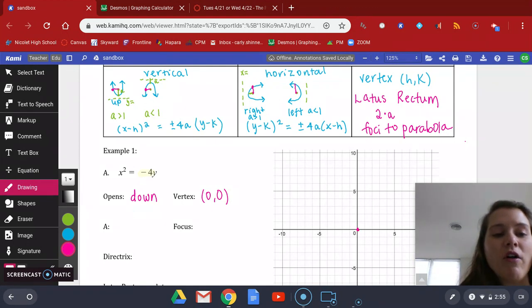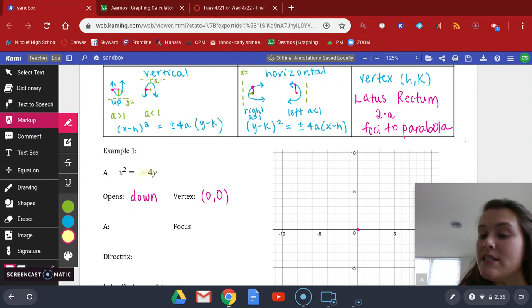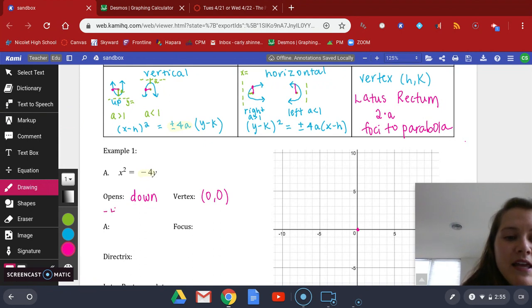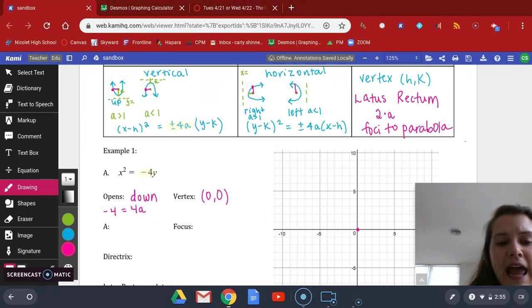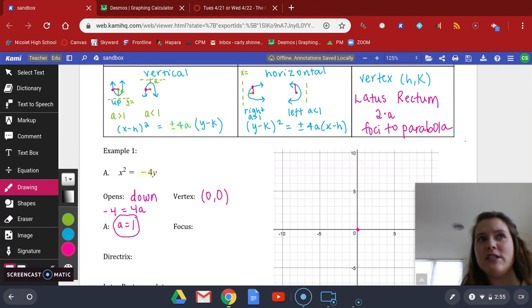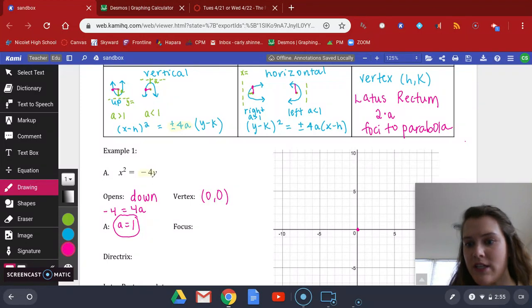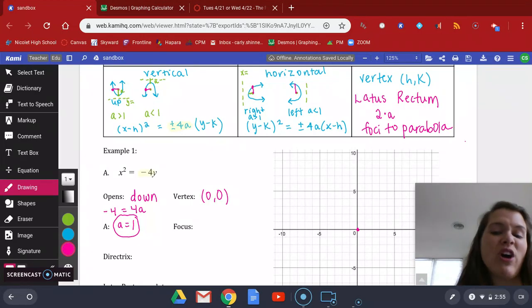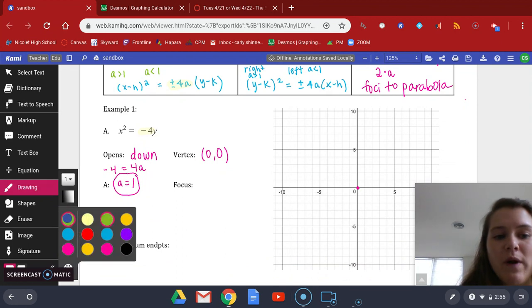And now let's solve for our a value. What is the distance from the foci to the vertex? So what I do is I set that coefficient negative 4 equal to 4a, and I'm just going to solve and get a equals negative 1. But I always just give my a as a positive value, because we're going to have a distance to the foci and a distance to the directrix, it's equidistant. So I always drop the negative and just write it as a positive.